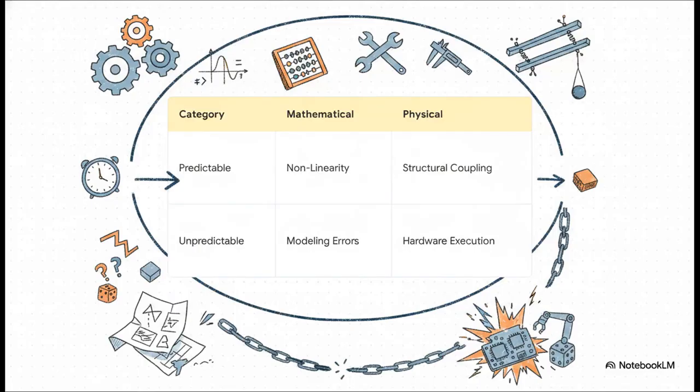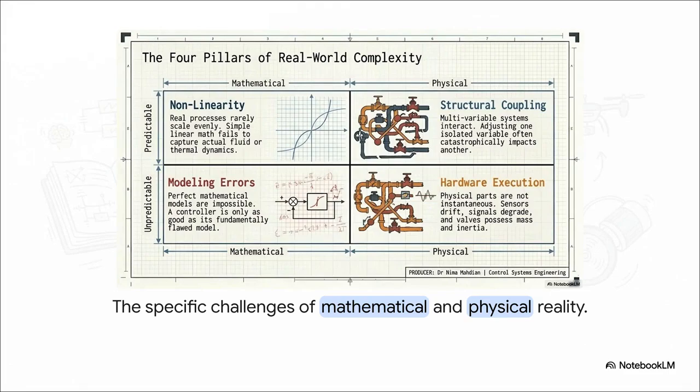To actually survive that transition from math to metal, you've got to master this 2x2 matrix, the 4 pillars of real-world complexity. You need to sort your system's flaws by what's mathematical versus what's physical, and by what's predictable versus what is totally unpredictable. If you can categorize a system's flaws into these 4 distinct buckets, you can figure out how to compensate for almost anything. Because here's the hard truth. Your controller is really only ever as good as its fundamentally flawed model. Let's look at the pillars.